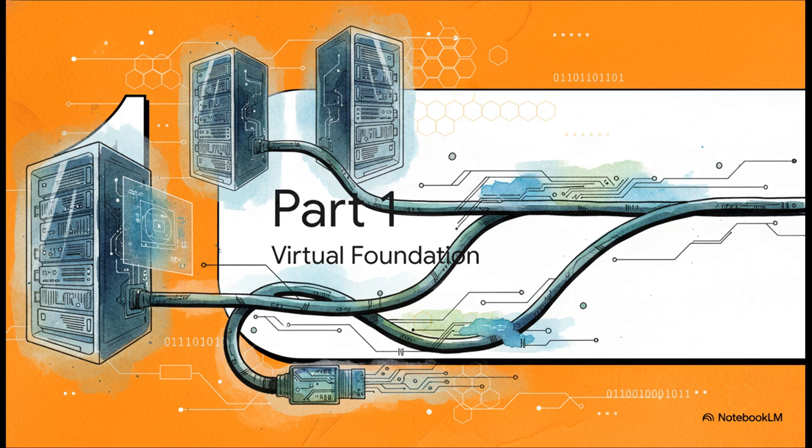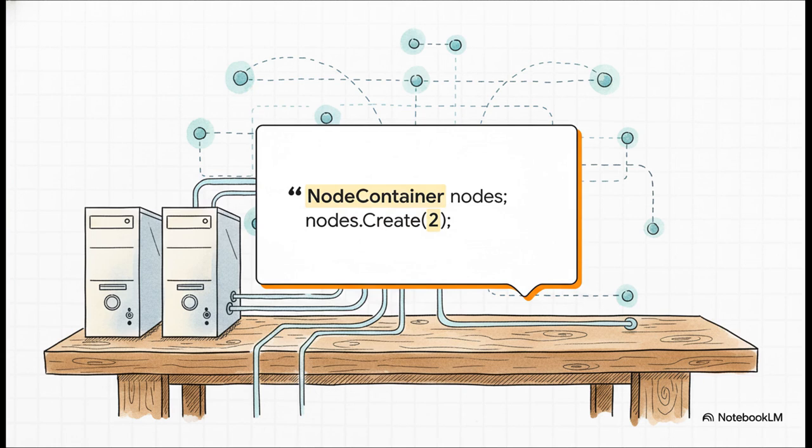In the virtual world of NS3, that means creating our computers and the cable that connects them, all inside the script. And here's how we do it. These two little lines of code, think of them as us placing two brand new, totally blank computers onto our virtual workbench. The node container is just a really handy helper that keeps track of our nodes. And nodes.Create(2) tells it that, yep, we need two of them.